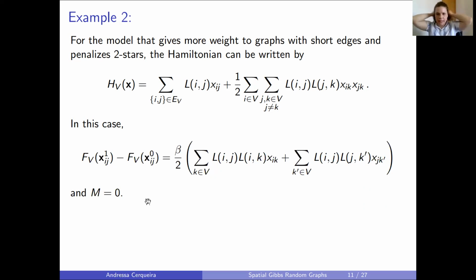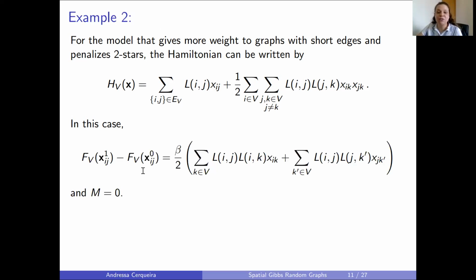So this is just an example of the kind of models we would like to analyze. When we think here about triangles instead of 2 stars, for example, it's the same thing. M is also 0, and this difference only depends on vertices connected to I or J. Okay, so this is the model.